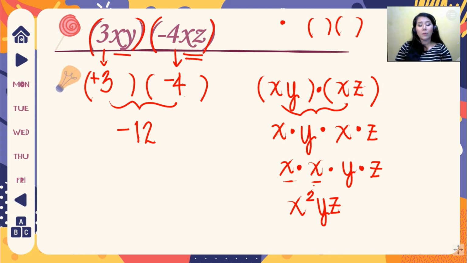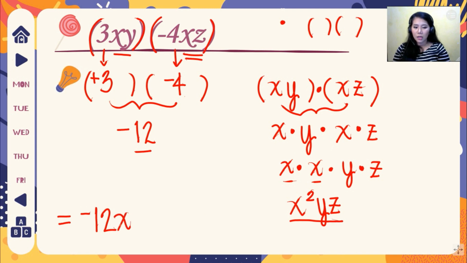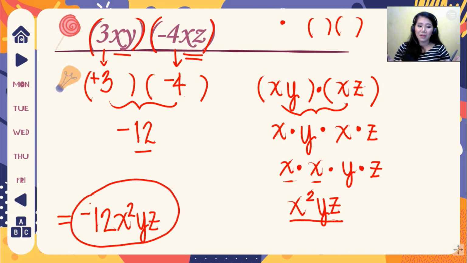So, what will be your final answer? Oh, our final answer, di pagtabihin mo lang sila. Negative 12. Ito yun. And then, itabi lang natin to. Si x squared y z. That's your final answer. Okay? Ganun lang. Kasimple, di ba?